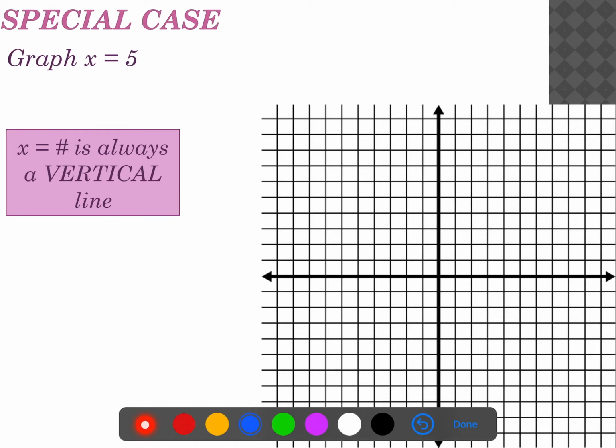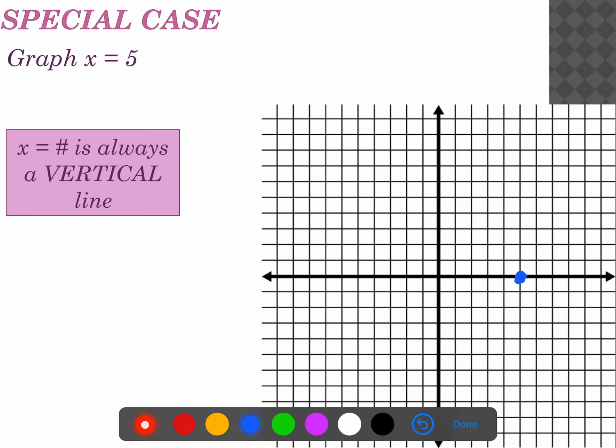Okay? Now, the opposite case to that is when you have x equals a number. Okay, so x equals a number. This is not really slope-intercept form, because slope-intercept form is y equals. Okay, but we can graph equations like this, x equals a number. Okay, this is going to be the opposite. So we're going to find x equals, we're going to find 5 on the x-axis.